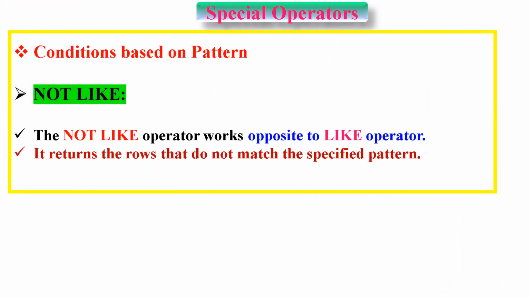Let's discuss the conditions based on pattern. Not like. The not like operator works opposite to like operator. It returns the rows that do not match the specified pattern.